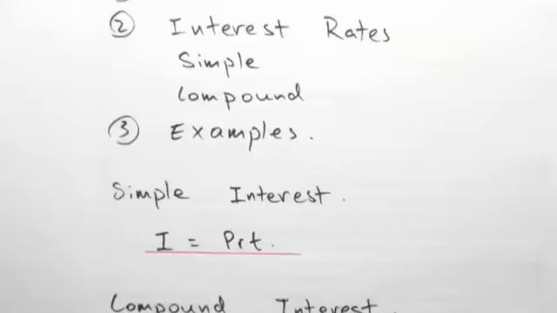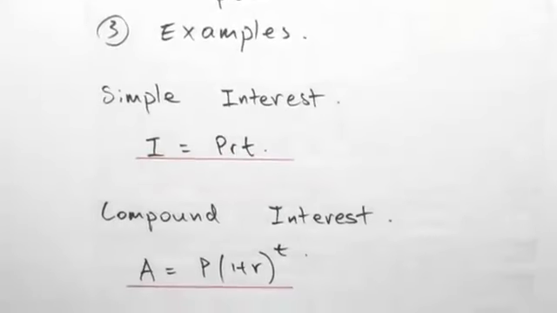Then the next thing we'll go through is compound interest. The compound interest equation is A equals P times (1 plus R) to the power of T. When using compound interest rate, we should be aware that the solution we find from this equation includes both the initial principal as well as the interest amount.